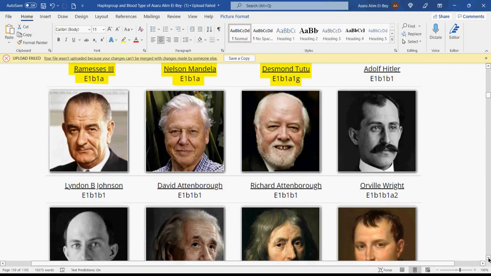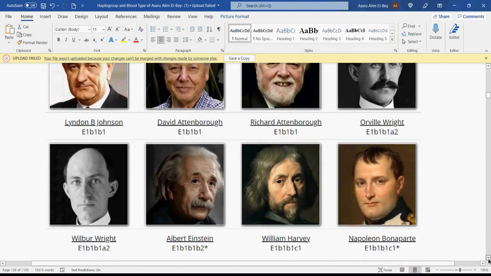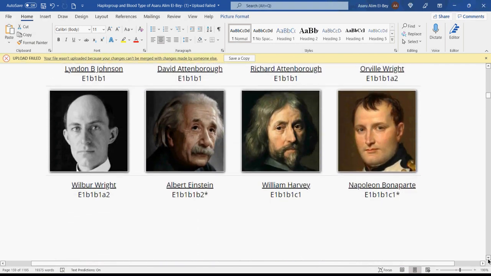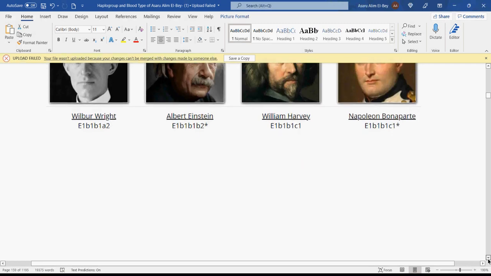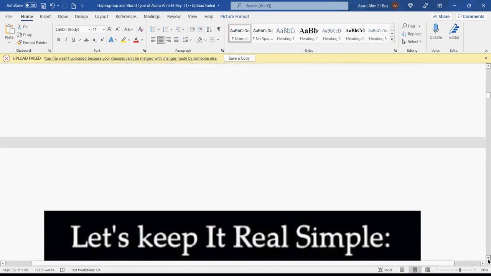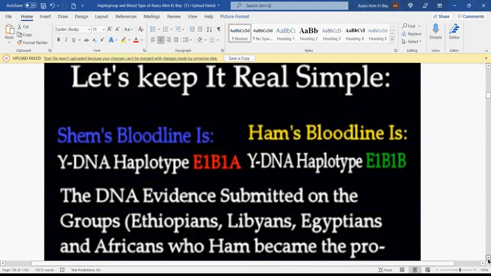Now, Adolf Hitler, as you see, E1B1B1. Lyndon B. Johnson, E1B1B1, same. All of them have E1B1B1, or A2, or B2, or C1, but it's all E1B1B. That goes for Napoleon, too. So let's keep this simple.